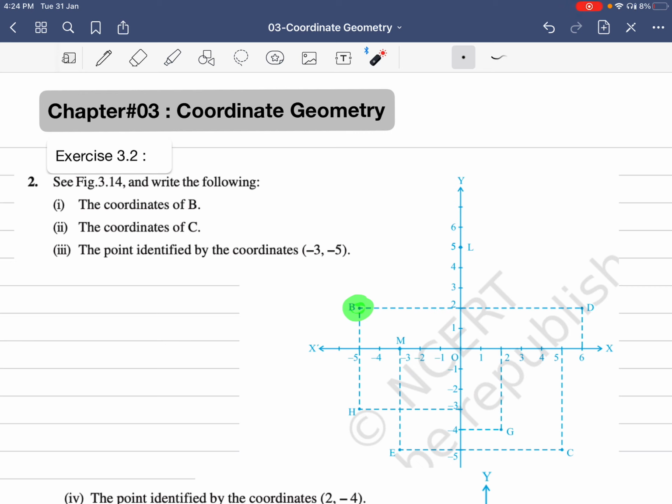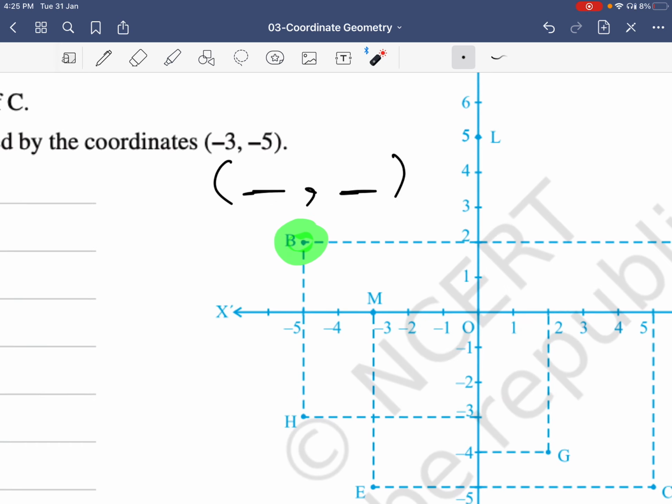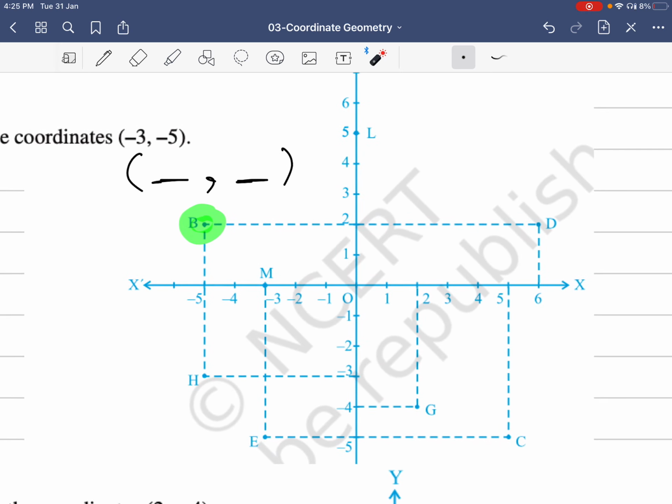So the coordinates of B, as we know, consist of an x coordinate and a y coordinate. So it consists of two numbers. Every point consists of two numbers in a Cartesian plane. Now, what is the x coordinate? The x coordinate is the distance from the y axis. So, if you consider, let's zoom in. Okay, consider this point B.